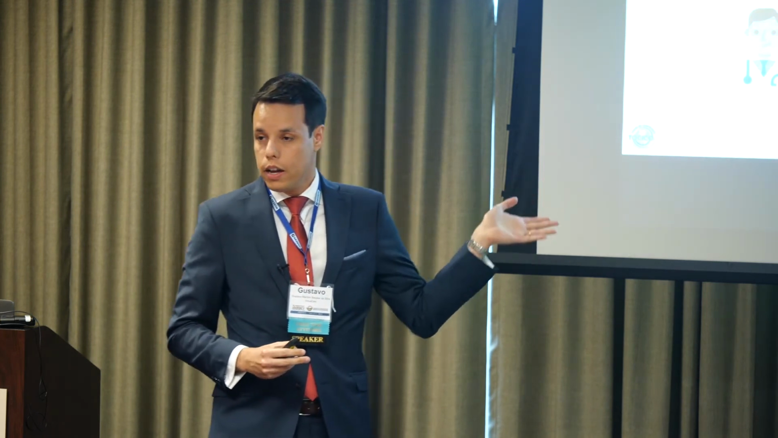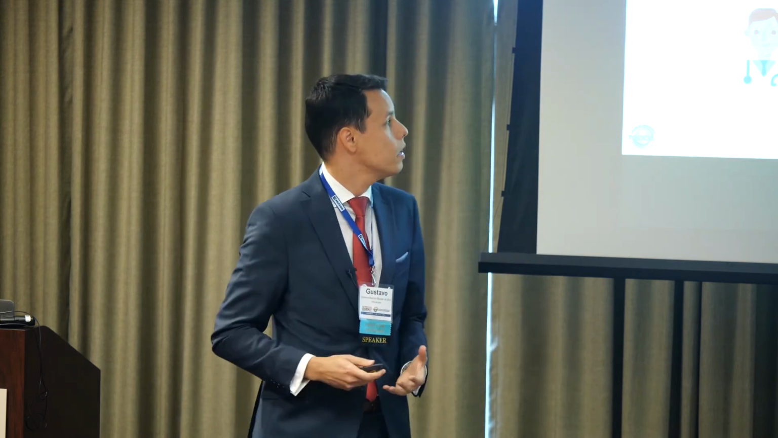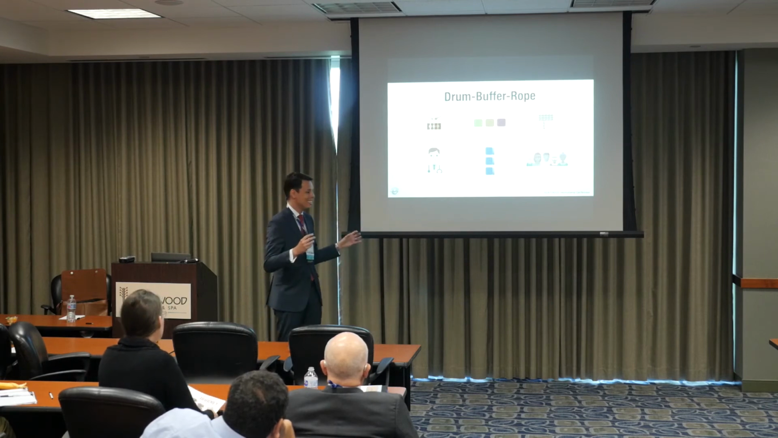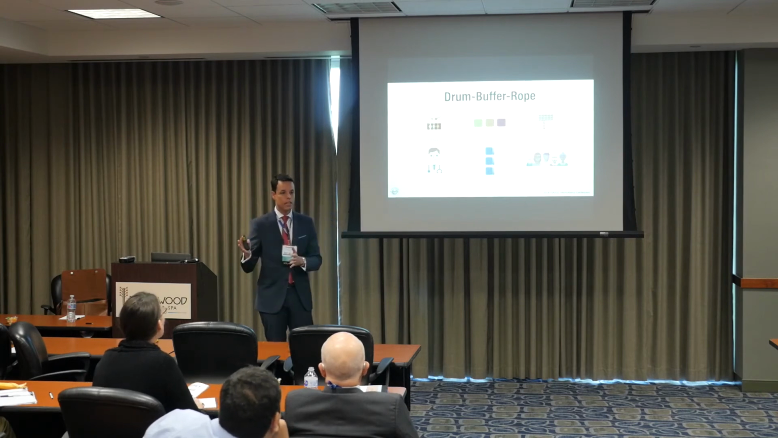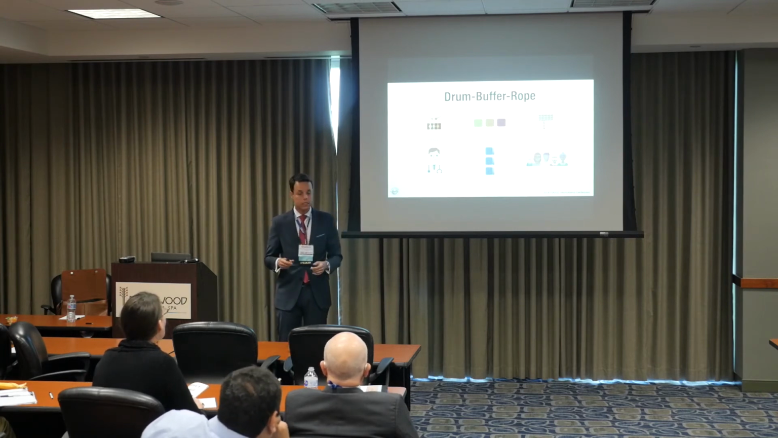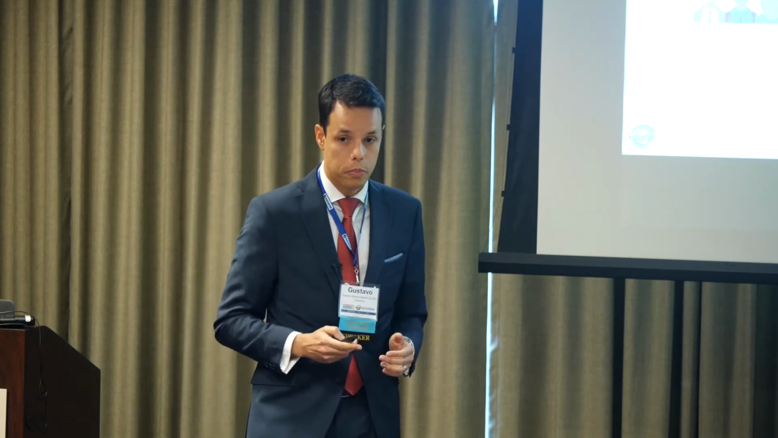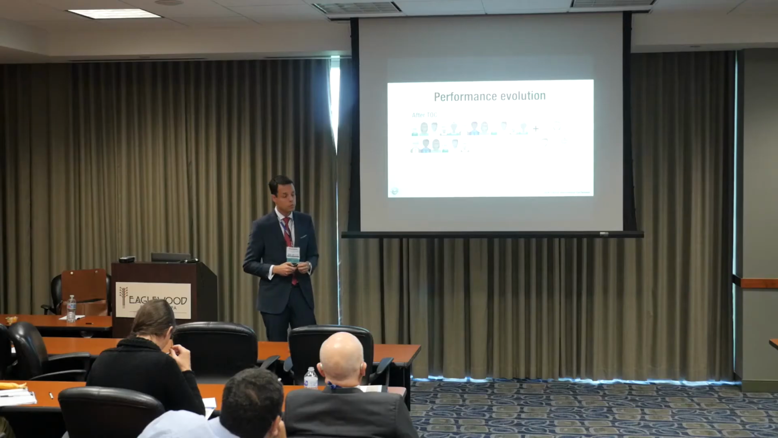And as you can see, the DBR elements are all here. I was the drum, I had a buffer just before me, and the rope was the scheduling system. I was able to choke the release of the patients. I was able to control how many patients I had, and it was great. Why? Because I started with 12 patients, then I was able to increase in the future for 18 patients plus 2 acute patients.